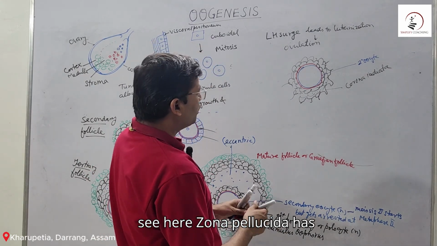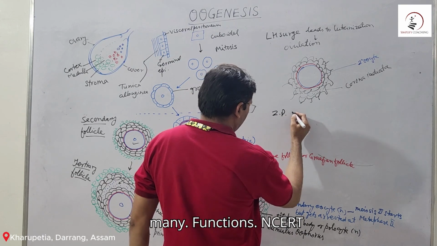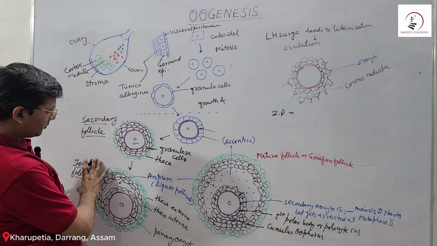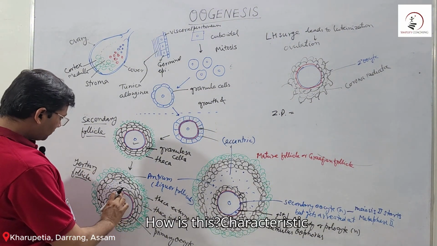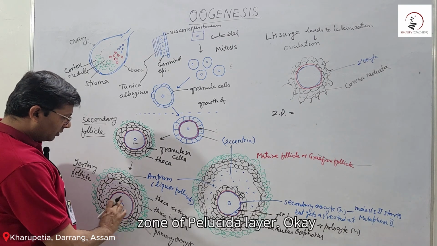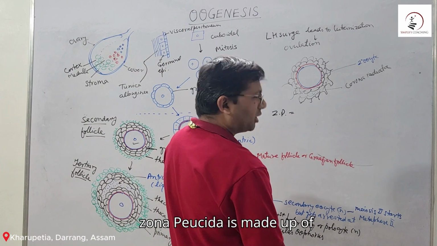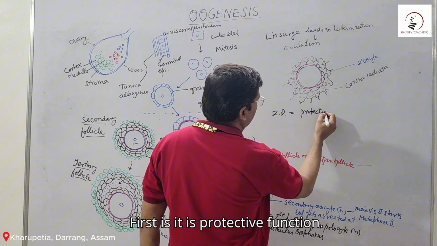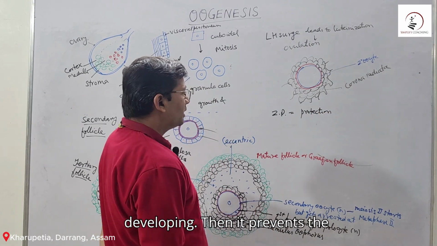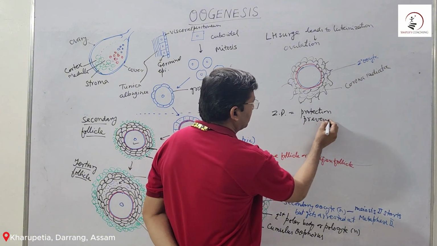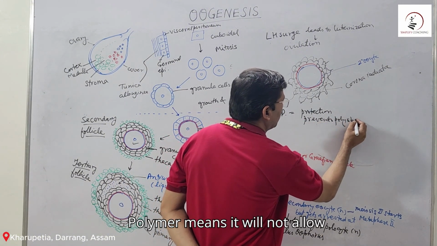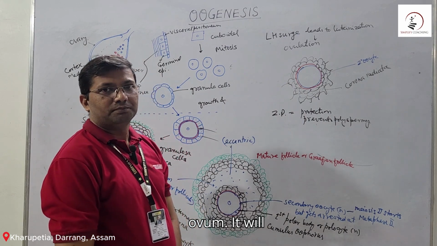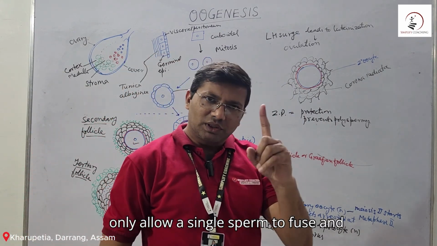Let us see here. Zona pellucida has many functions. NCERT says that tertiary follicle has this characteristic zona pellucida layer. Okay, zona pellucida is made up of glycoprotein. So what is the function? First is it is protective function. It protects the oocyte which is developing. Then it prevents the polyspermy. Polyspermy means it will not allow several sperms to fuse with this ovum. It will only allow a single sperm to fuse.